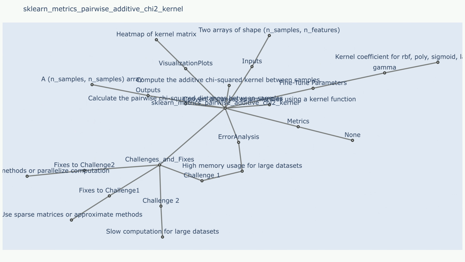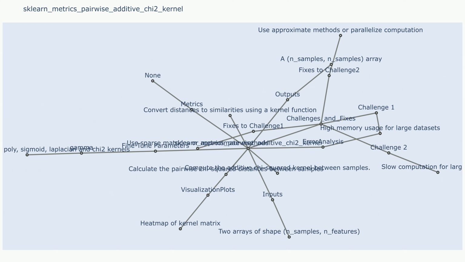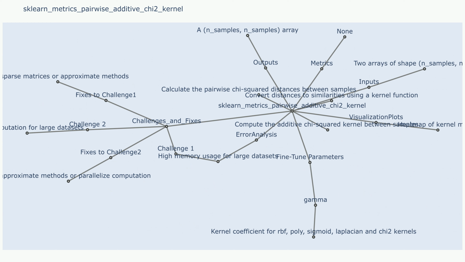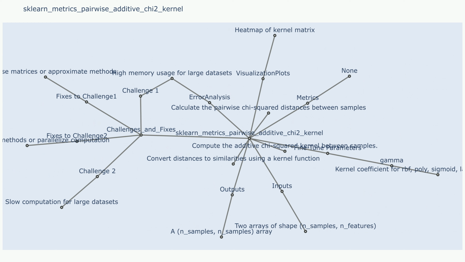Metrics: accuracy measures the proportion of correctly classified samples. Precision measures the proportion of correctly predicted positive samples among all samples predicted as positive. Recall measures the proportion of correctly predicted positive samples among all actual positive samples. F1 score, a harmonic mean of precision and recall.